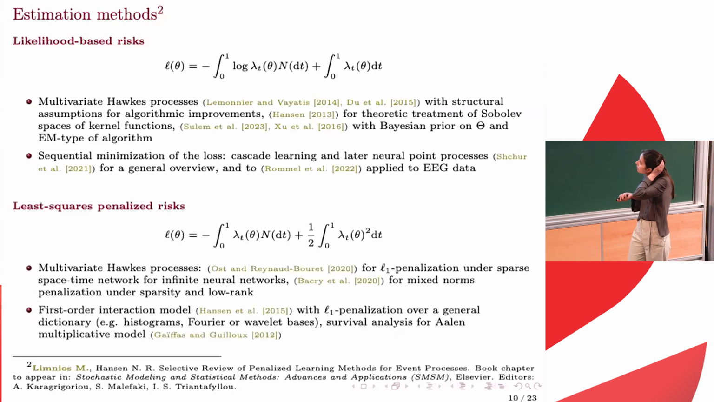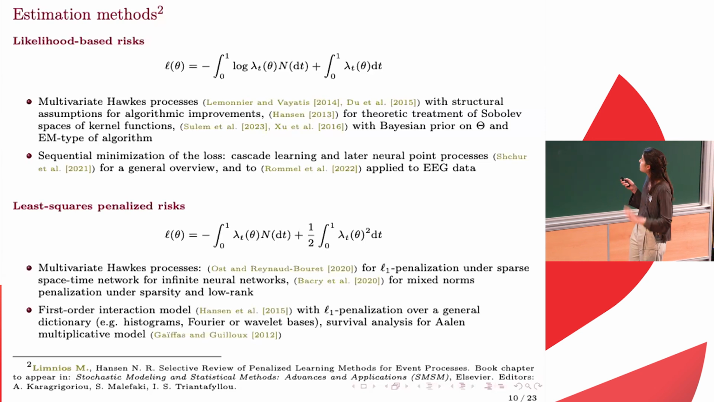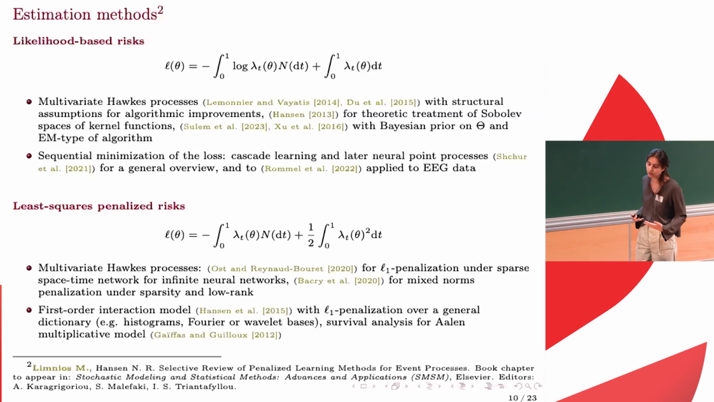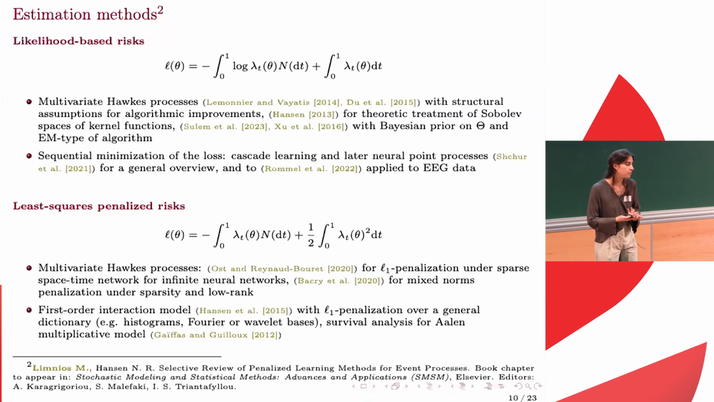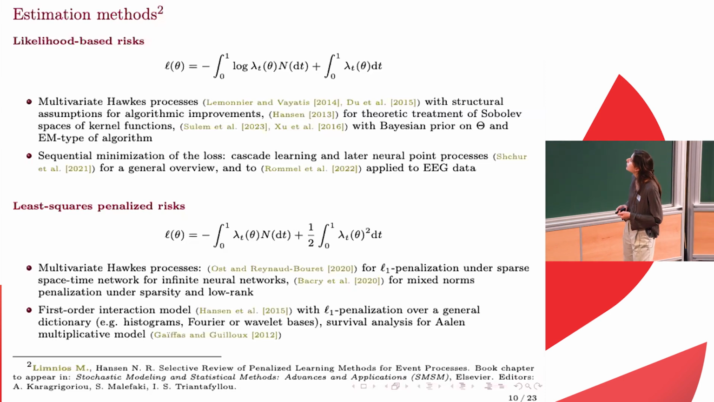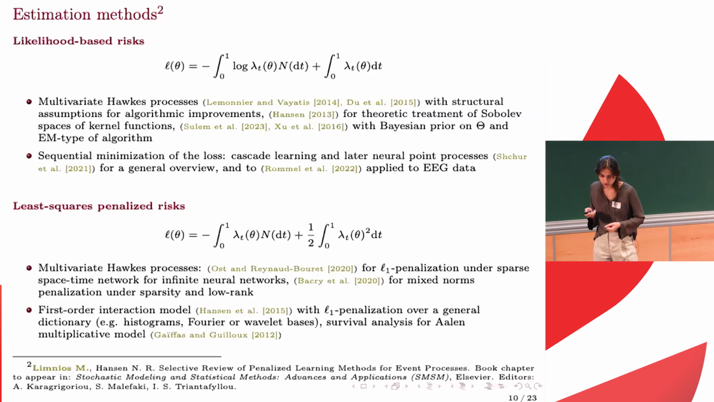Another perspective is to try to minimize a least squares penalized risk, okay? Where you penalize this least squares risk with some penalty that depends again on the structural assumptions that you are able to make on the underlying mechanism. And here are some references, and we gathered everything in a book chapter that will be published soon.